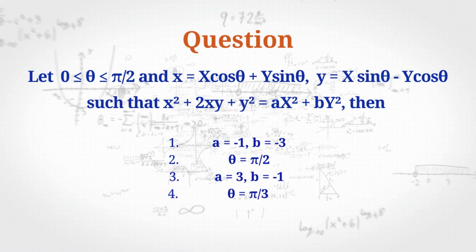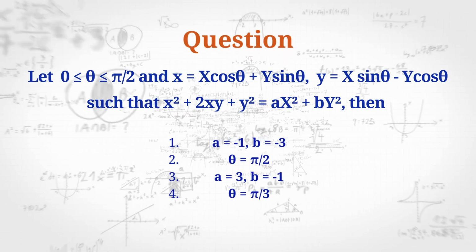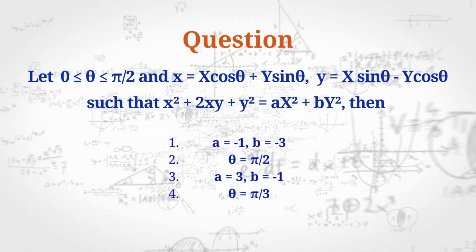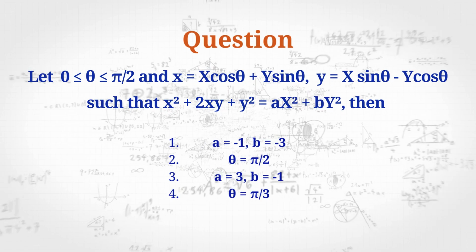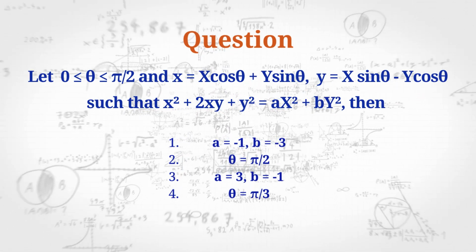We have a set of equations defining x and y in terms of capital X, capital Y, and theta. We need to find the conditions on A and B. Let's break it down step by step.